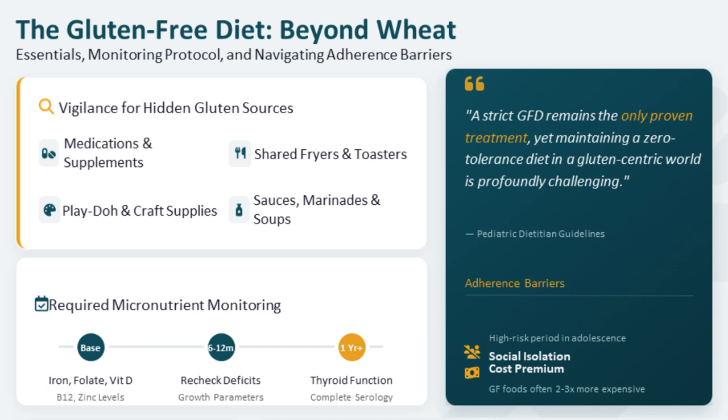Then these patients may be micronutrient deficient. So at baseline, you must do their iron, folic acid, vitamin D, B12 levels, zinc levels. And at 6 to 12 months, again, check for the deficits and growth parameters. And probably every year, do a thyroid function and a complete serology to make sure that these patients are under control. It's not very easy to have them on a gluten-free diet, because there is a very high risk of social isolation, and gluten-free food is often 2 or 3 times more expensive than regular food.